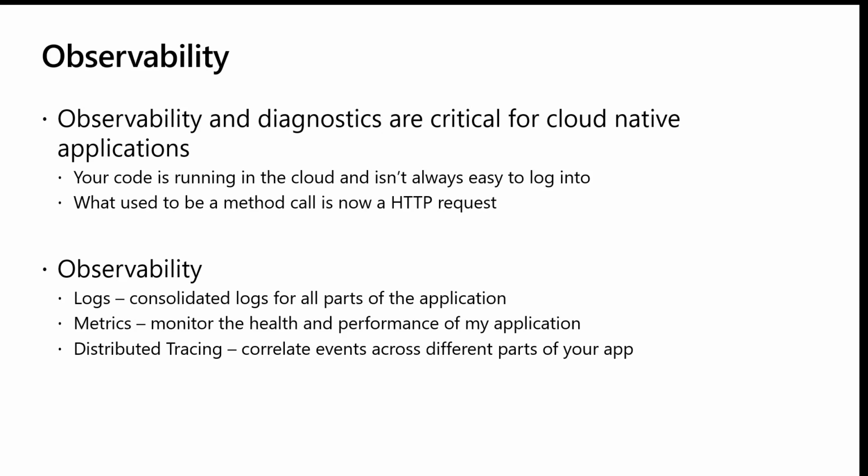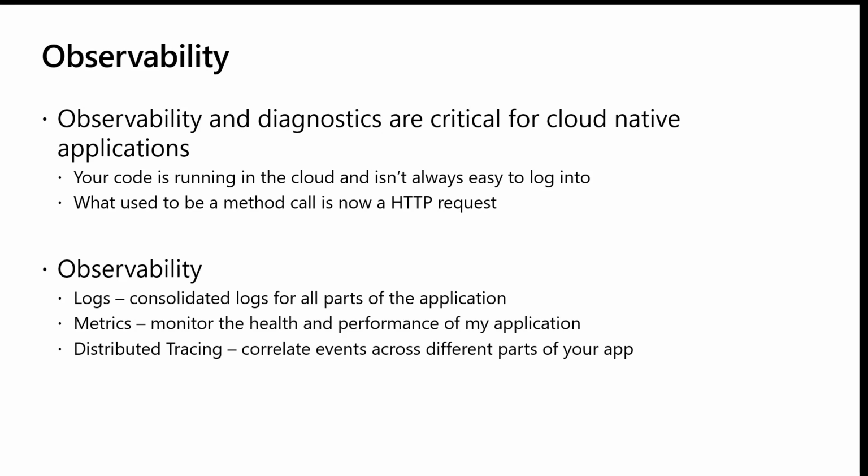Things that used to be a method call within my one application are now going over HTTP to some other machine, maybe even some other database cluster, maybe even some other data center. They're a lot further apart, which means observability and diagnostics become even more important now than they ever were in the past. If we talk about a few types of observability, we want logs, metrics, and distributed tracing.